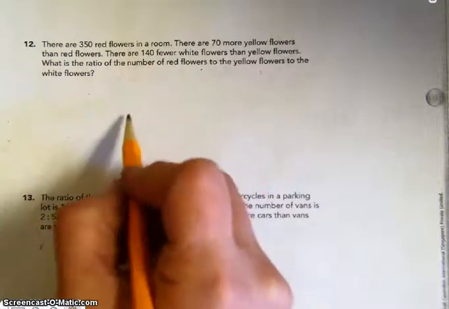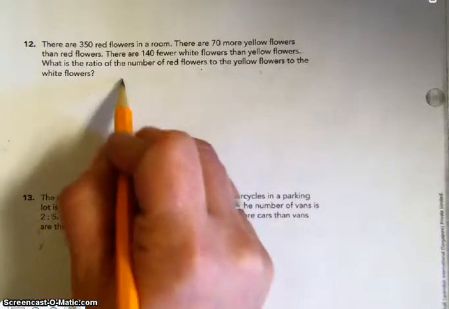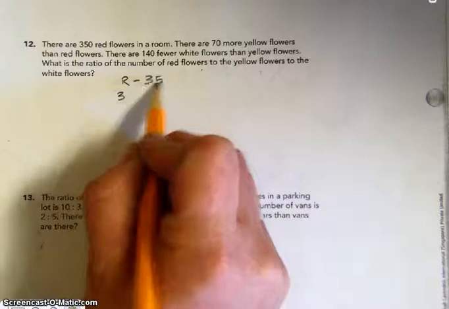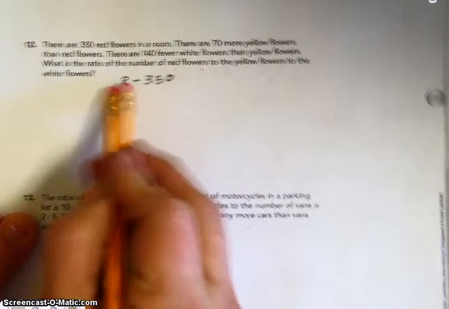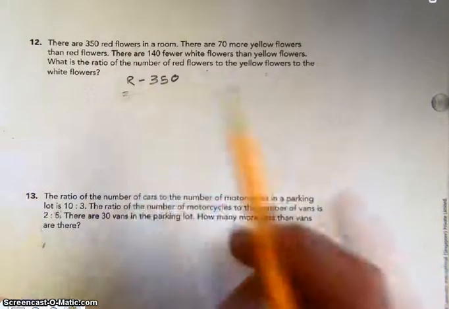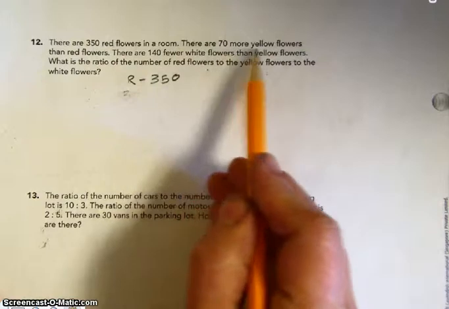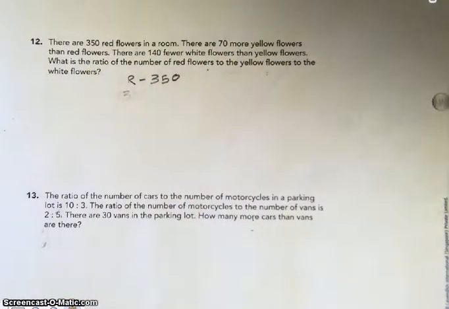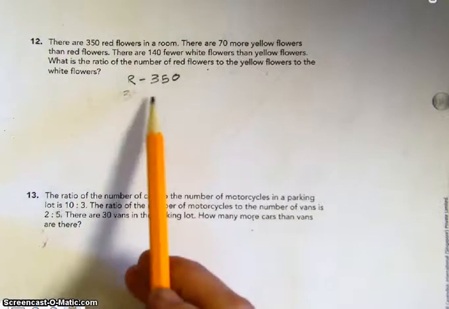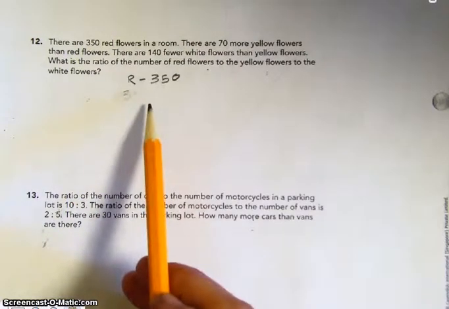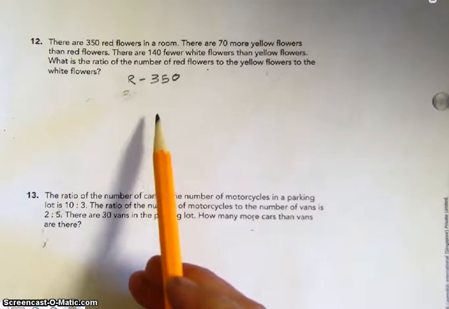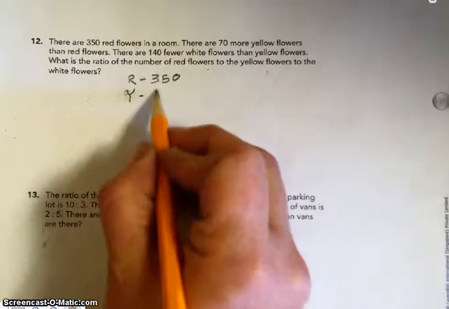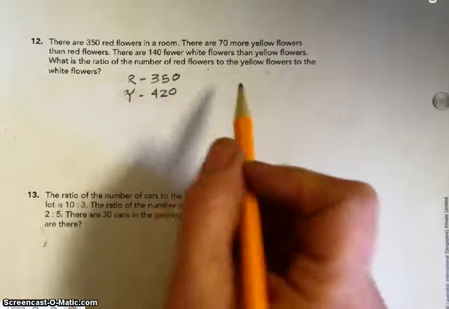Okay, just so we don't get confused, let's get that out of our brain. And we're going to go, red flowers are, actually let's write it over here, 350. Yellow flowers, it says there are just 70 more yellow flowers than red flowers. So if we take our 350 and we add 70 more, that is going to give us 420 if you do that math. And so we'll write down 420.